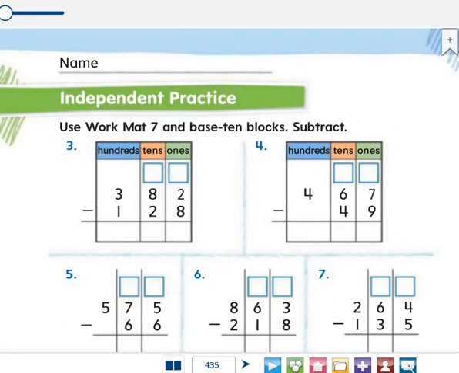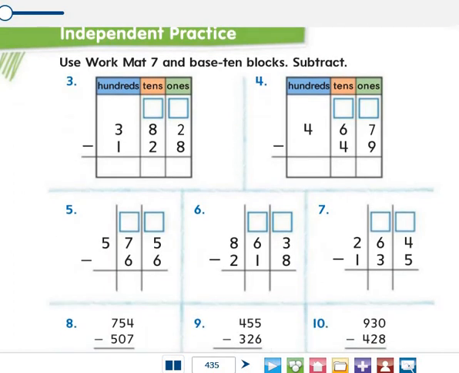Now it's your turn, grade 2, so please try to solve these questions by yourself, and then when you finish, you can check them here.